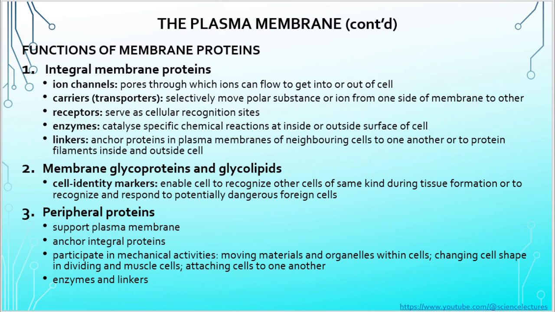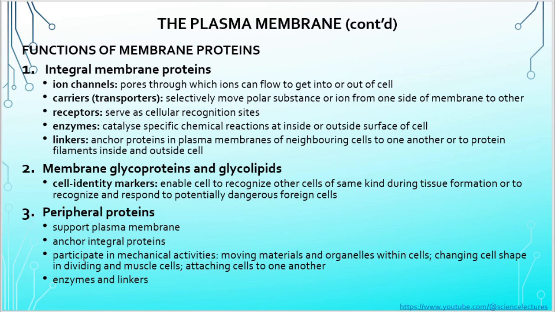Also, other integral proteins act as carriers. These selectively move a polar substance or ion from one side of the membrane to the other. Carriers are also known as transporters. A carrier transports specific substances across the membrane by changing shape. For example, amino acids needed to synthesize new proteins enter body cells via carriers.